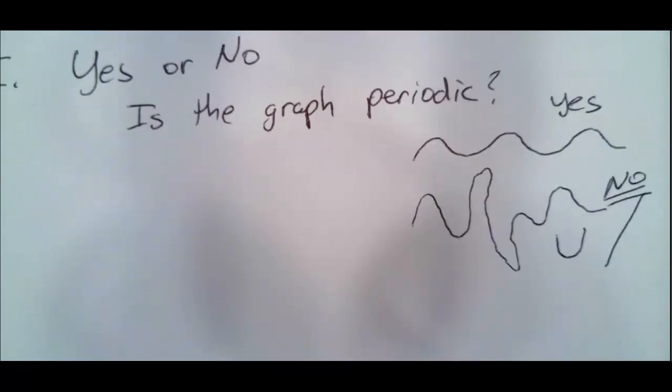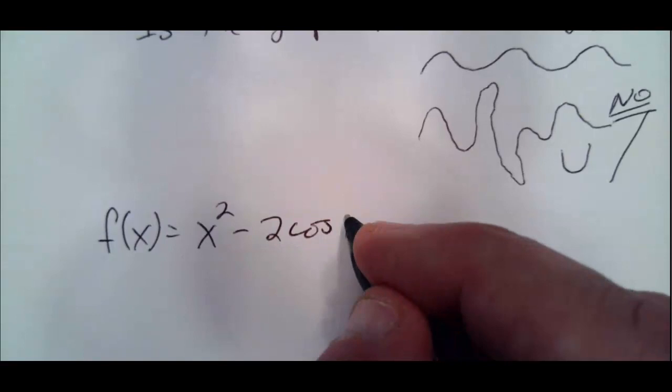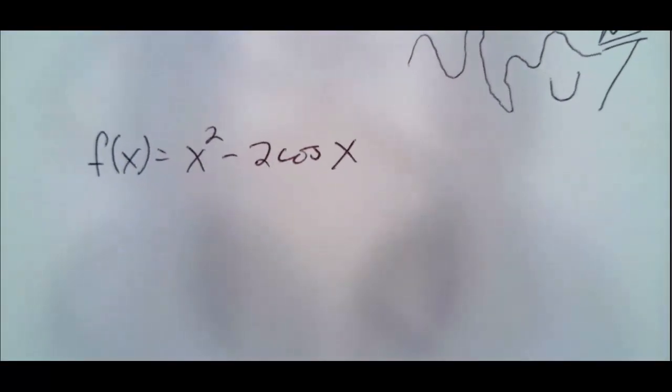I'm going to give you a couple of examples to try. What I'd like you to do is put this in your calculator, or pause the video, put it in your calculator, and then come back to the video to see if you are correct. Here's your first one: f of x is equal to x squared minus 2 cosine x. Pause this video, put this in your calculator, and then come back.